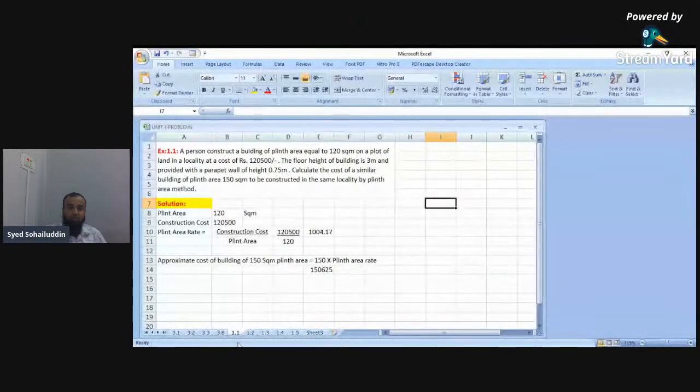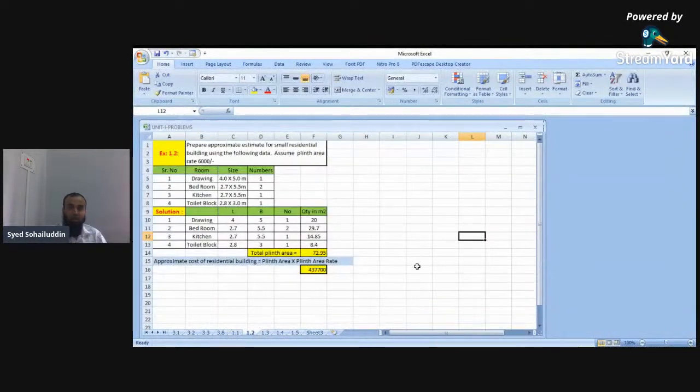Next, in the same way, we can have a different problem: prepare an approximate estimate for a small residential building using the following data. Again, assume the plinth area rate as 6,000 rupees per square meter, and the data is given in a table. Serial number 1 is the drawing room, with a size of 4 by 5, number 1. Similarly, bedroom 2.7 by 5.5, number 2; 2.7 by 5.5 again, 1; and 2.8 by 3, again 1.